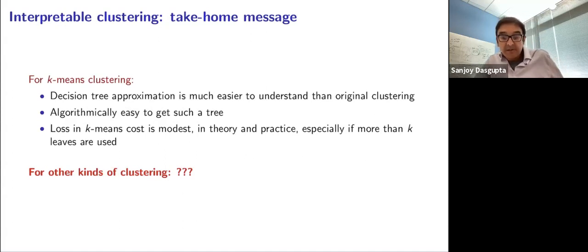Okay, so I think an open question here is, what about other types of clustering? And I think a prime candidate would be hierarchical clustering, because those really are probably the worst offenders when it comes to lack of interpretability. Okay, in a hierarchical clustering, the splits are fairly arbitrary. And so it would be nice to come up with an interpretable version of that.